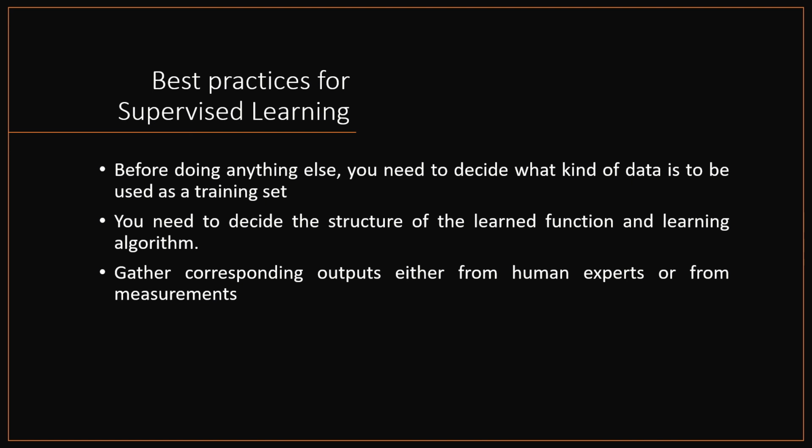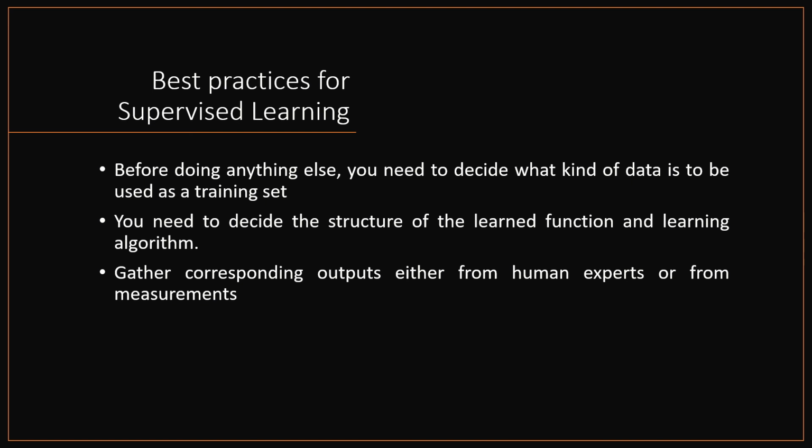The second best practice is you need to decide the structure of the learned function and the learning algorithm. So when you do a supervised learning algorithm, what is important is the function that you are going to create. Function is nothing but the relationship that exists between the features in the historical data, which will help you to understand and predict the outcome. So how are you going to decide it? What is the structure for it? These are aspects that you need to define upfront.